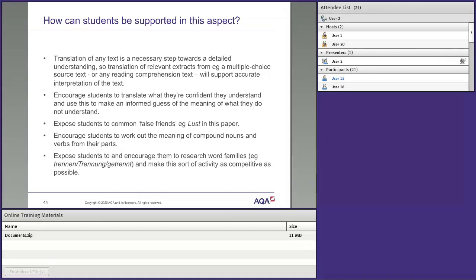Encourage students to work out the meaning of compound nouns and verbs from their parts. And again, that is something you could have as a starter, a whole series of compound nouns, and they've got to try and guess the meaning. Obviously linked to the topics that you're doing. And then expose students and encourage them to research word families. So trennen, Trennung, getrennt, and make this sort of activity as competitive as possible.